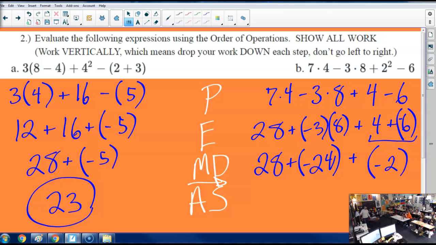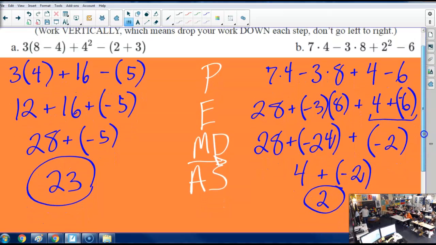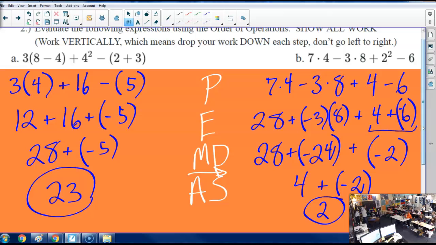Now I'm on to addition, subtraction. Well, positive 4, and then negative 2. I get 2. Please check your work there. Your final answer should be circled. We should be working vertically.